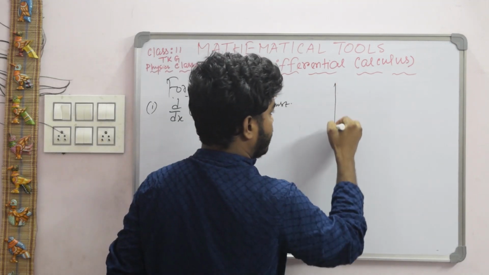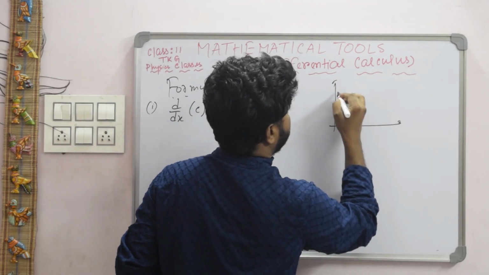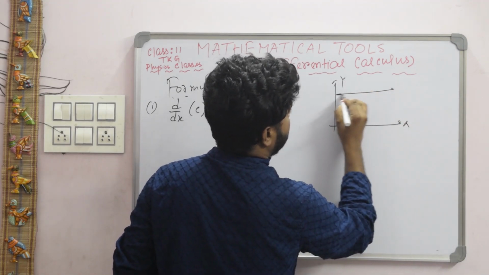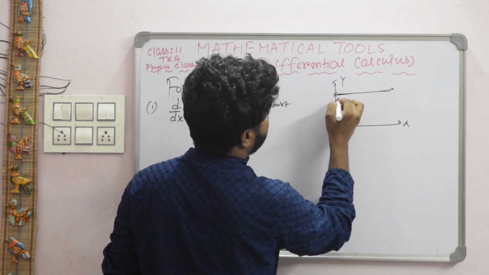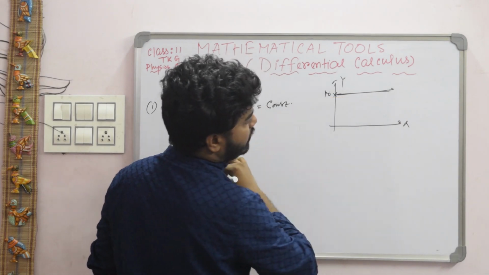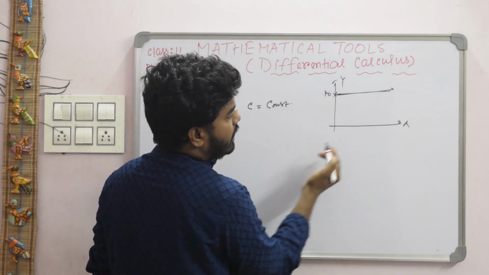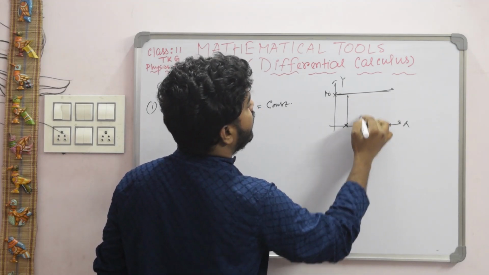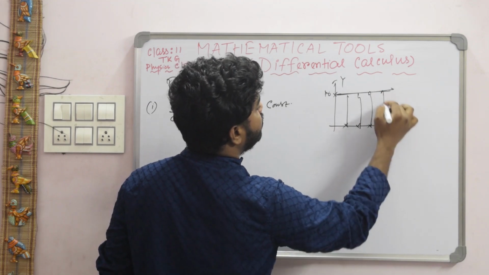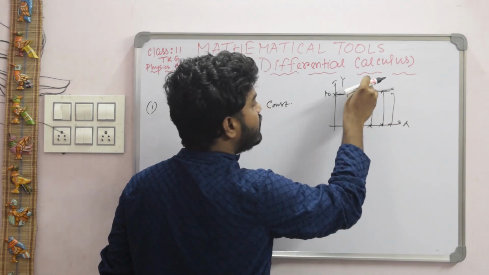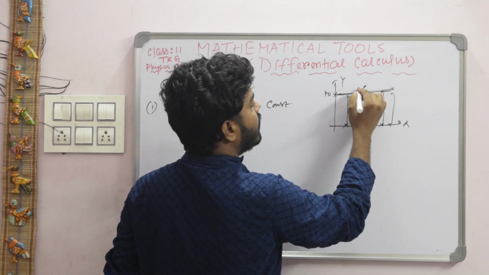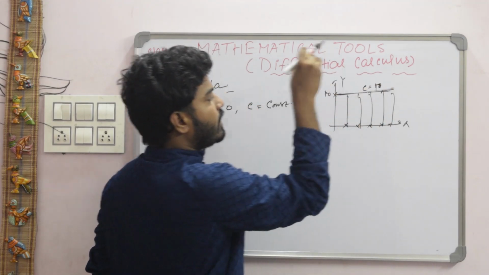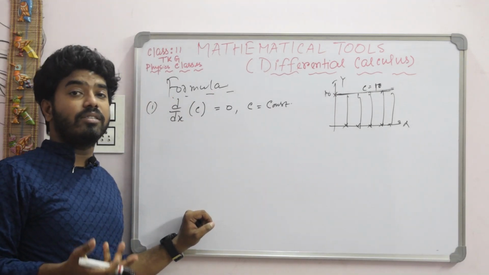Suppose this is the y axis and this is the x axis. This value gives a particular value of y. Suppose this is 10. So what will be the differentiation? At any position of x, the value of y is 10. So in this case, 10 is the constant value, that is c equals 10. So the differentiation result is 0.